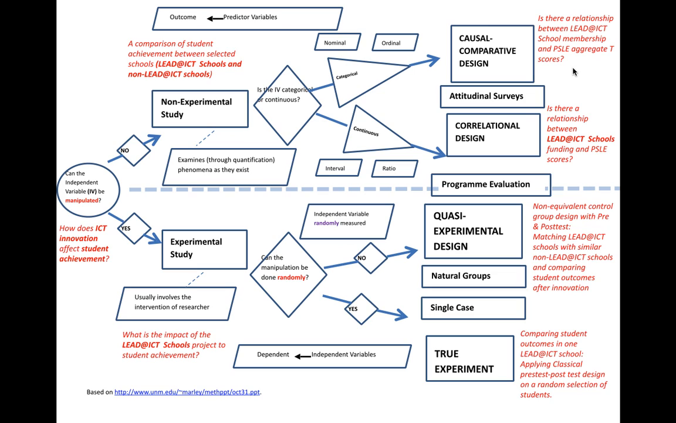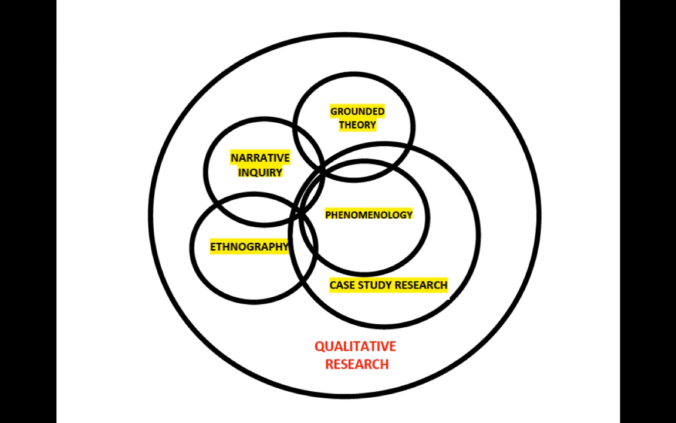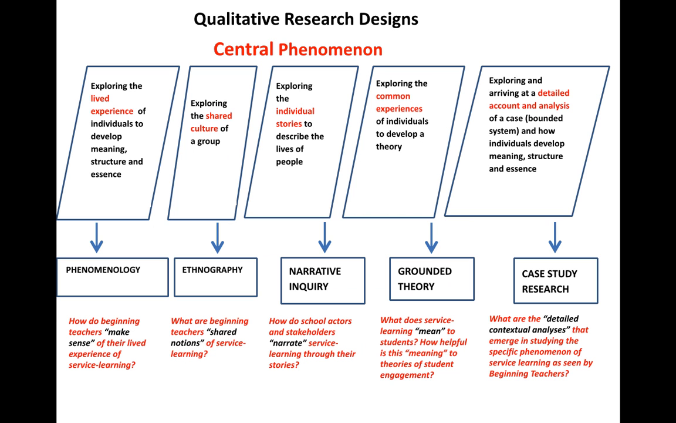So this particular graphic shows us how quantitative research approaches begin with the independent variable and then end up with research designs on this end. Now, qualitative research is entirely different. You see here that phenomenology is right at the center, and then it overlaps with ethnography, narrative inquiry, grounded theory, and case study research overlaps all of them. Let's take a look at examples of this.